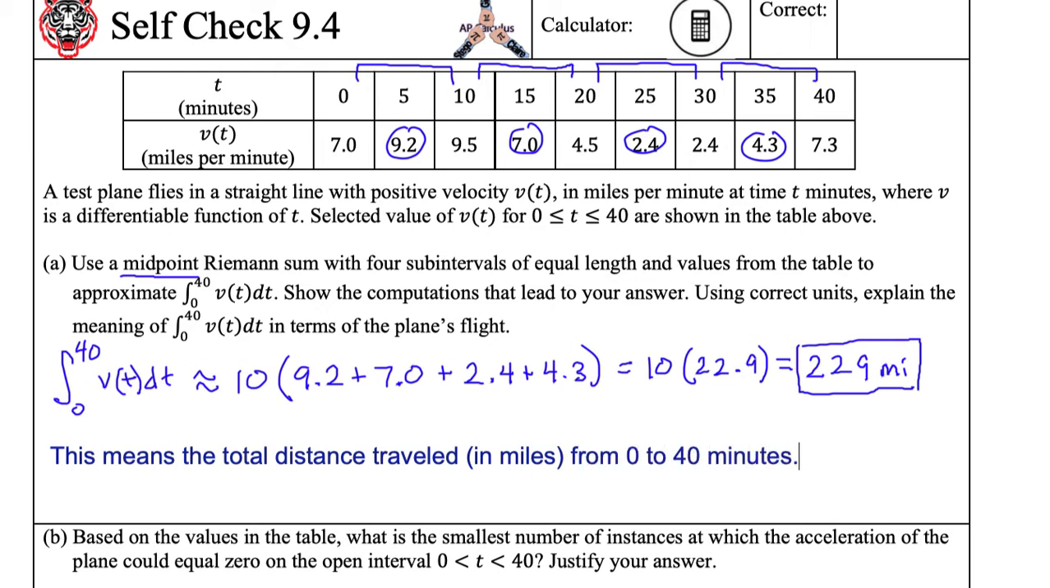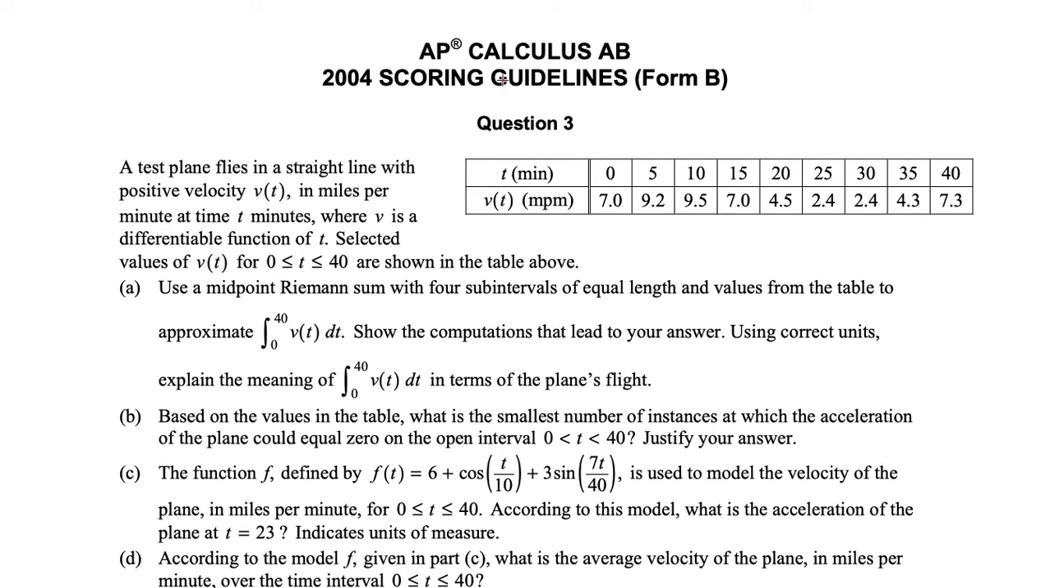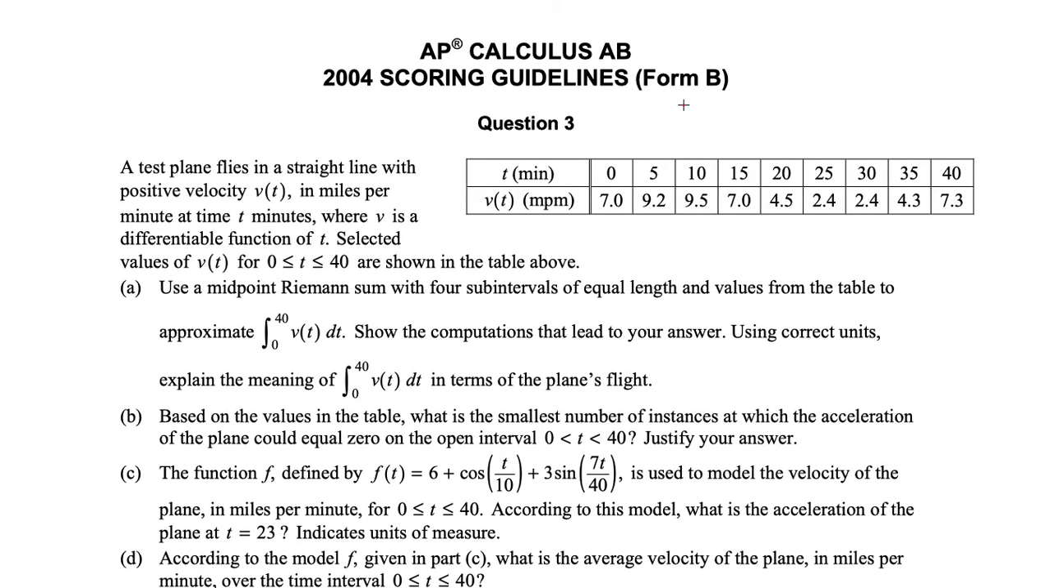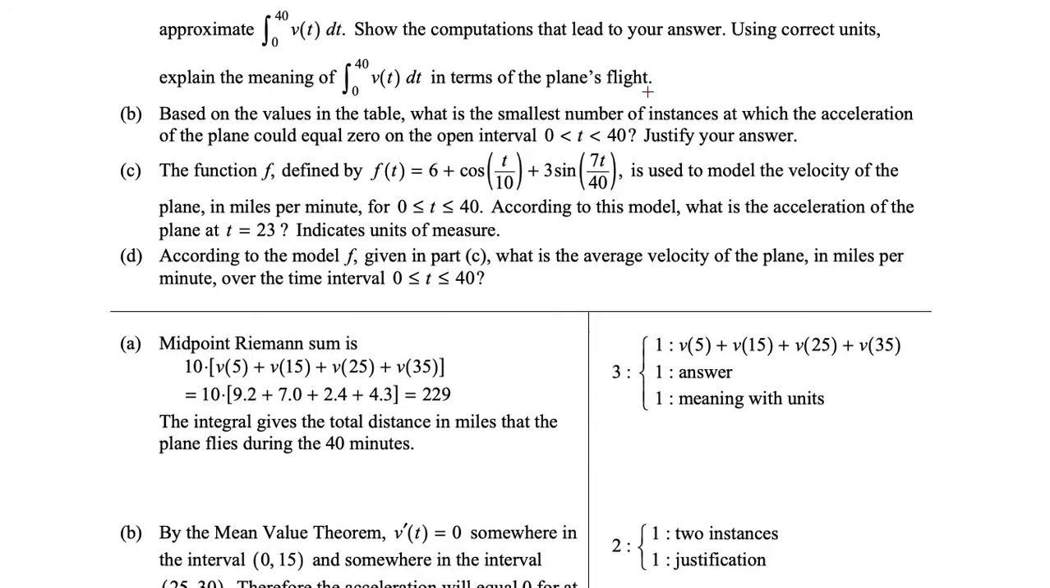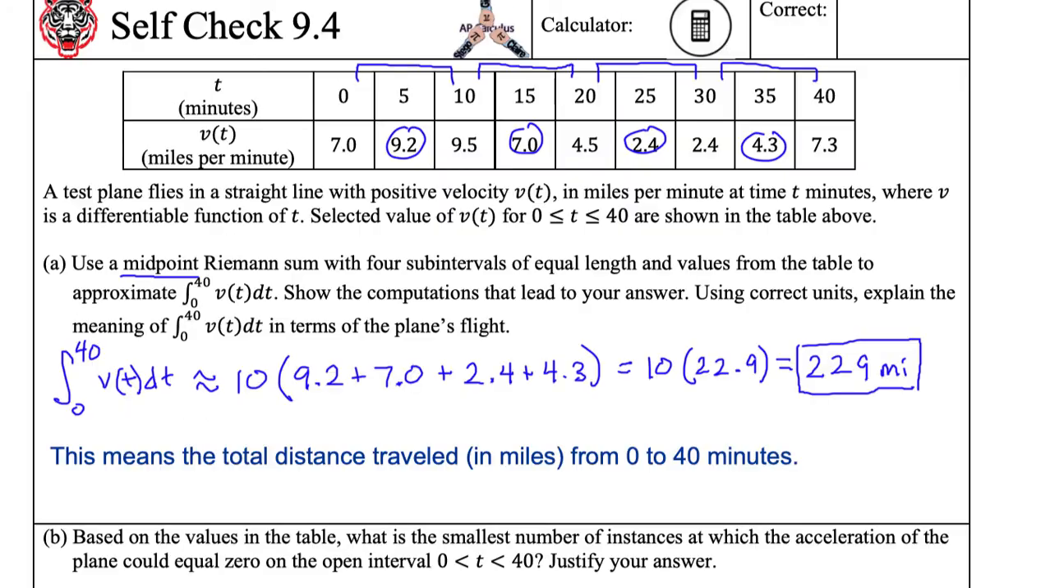Done. How do we score ourselves? Let's see if I actually have a key this time. Yep. Okay, so this is the right question. This is 2004 Form B. So if it seemed hard, it's because it came from Form B. It's slightly harder. You get 3 points. One if you use V of 5, V of 15, V of 25, and V of 35. Those correct heights, which we did right here. Those are the ones I circled. So we give ourselves 1 point there.